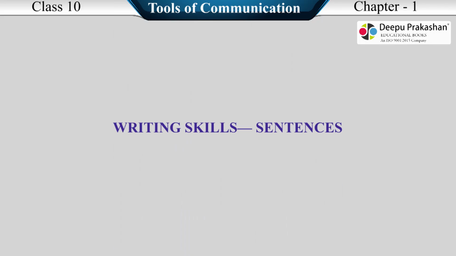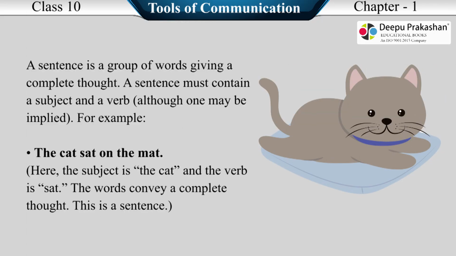Writing skills: sentences. A sentence is a group of words giving a complete thought. A sentence must contain a subject and a verb, although one may be implied. For example, the cat sat on the mat. Here, the subject is the cat and the verb is sat. The words convey a complete thought.